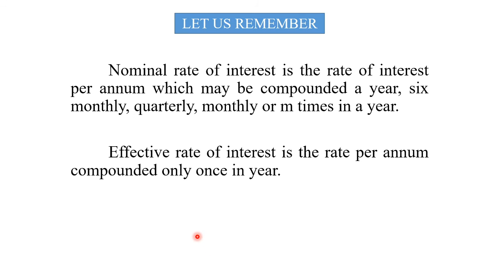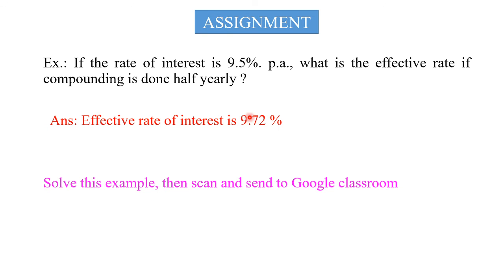Let us remember, nominal rate of interest is the rate of interest per annum which may be compounded yearly, six monthly, quarterly, monthly or m times in a year, and effective rate of interest is the rate per annum compounded only once in the year. Okay, this is the main difference between nominal rate of interest and effective rate of interest.